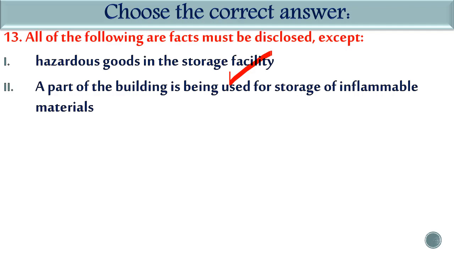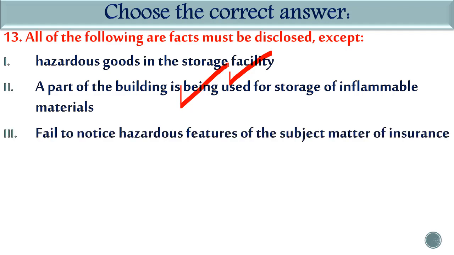We just say that any fact may increase the degree of risk than normal. A fact or material fact must be disclosed, such as part of the building being used for storage of inflammable material. So it's one of these facts that must be disclosed.